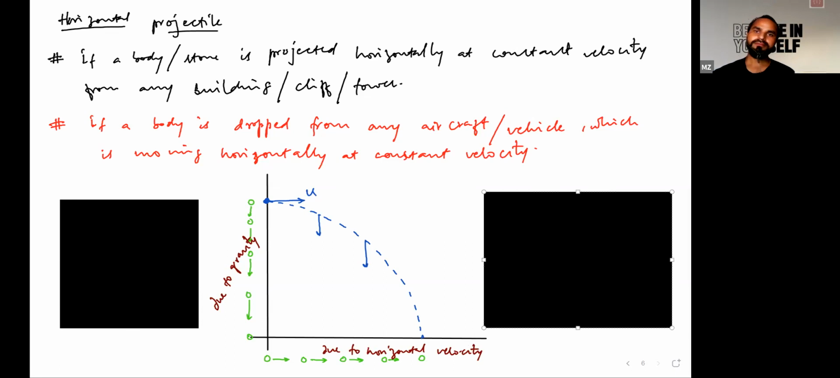Let's say first, motion along the x-axis. Initial velocity and acceleration. The body is projected horizontally with some constant velocity, that is u. So it will be u. And since this velocity is constant, we can say its acceleration would be 0. Is it clear?